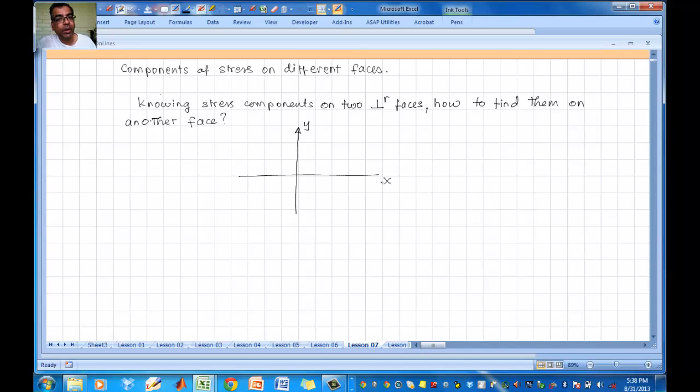So I'm going to pick my coordinate system to lie along the two perpendicular faces. That's not a big deal, right? So I know the stress on this face and I know the stress on this face. So normal stress sigma xx is known. Remember our notation. Sigma xy is known. Sigma yx is known. Sigma yy is known. The question is, what about this face? I want to find out sigma nn is what? Sigma nt is what? n is the normal.